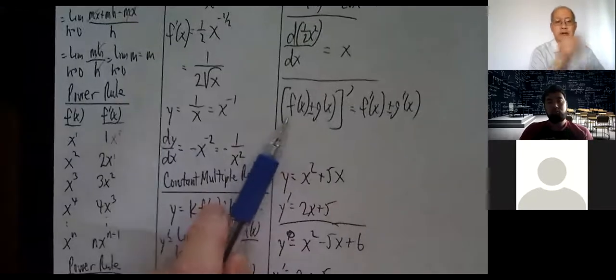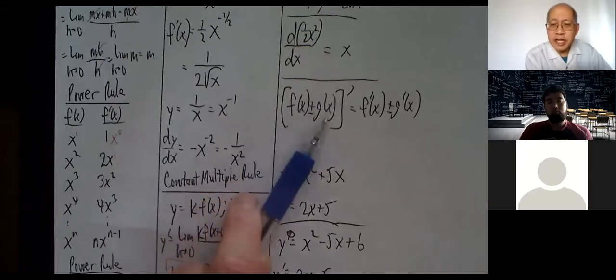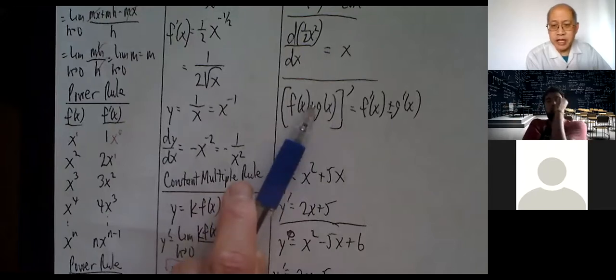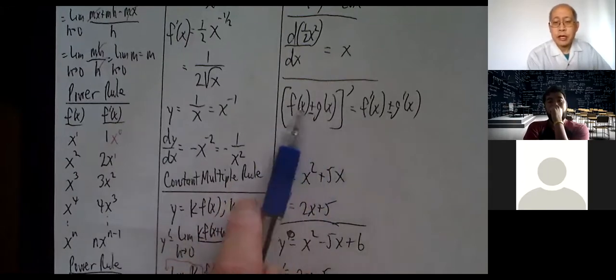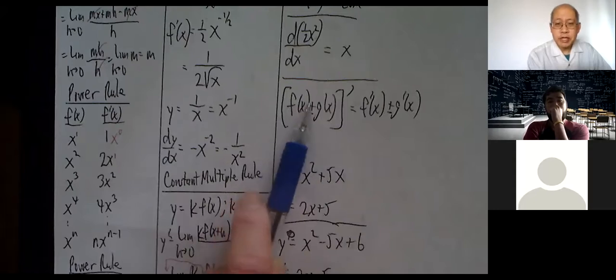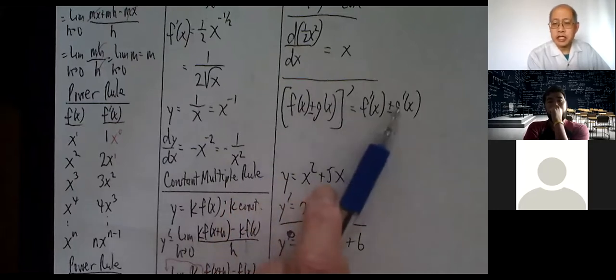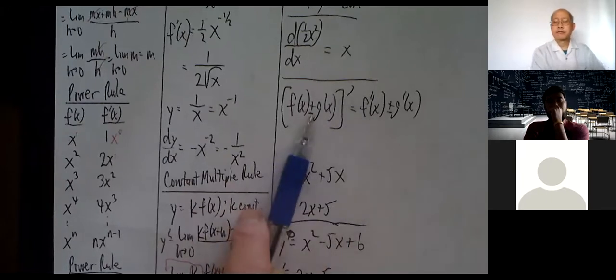So I summarize it like this. If you have f of x plus or minus g of x, prime, this makes it more compact. Right? It means if you have a plus, you do a plus. If it's a minus, you have a minus. Okay, so what's the derivative of f of x plus or minus g of x? It's f prime of x plus or minus g prime of x. Right? If you have a sum, make it a sum. If you have a difference, make it a difference. Right? Pretty straightforward.